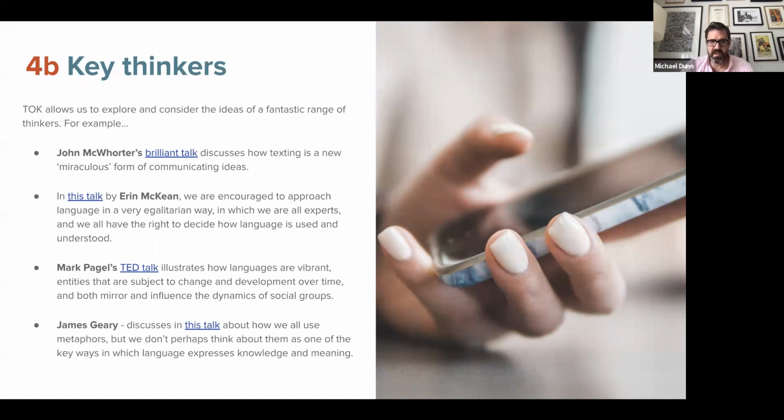He's a great thinker. And then finally, we've got ideas from James Geary, and he talks about metaphors, which we come back to a lot in TOK. The way in which we use this very peculiar, in some ways, form of language in order to express ideas. So that's another talk that you can have a look at. Another really good key thinker that we draw on in TOK. So those are just four thinkers. There are obviously hundreds more thinkers that we can use when it comes to language acquisition, and this is the kind of way in which we can use them.